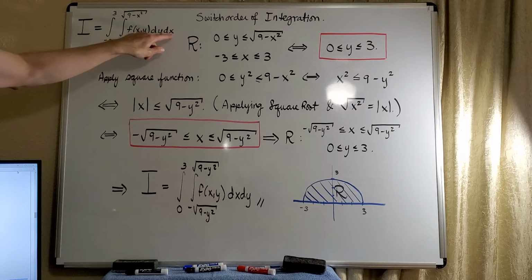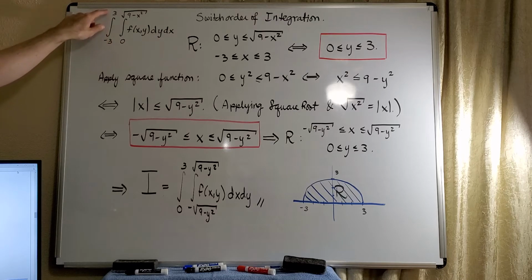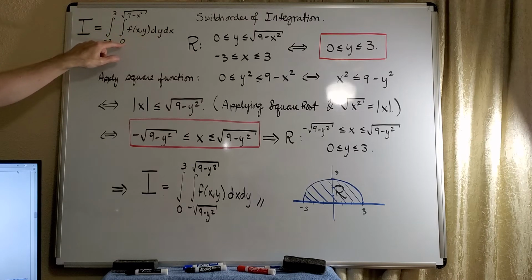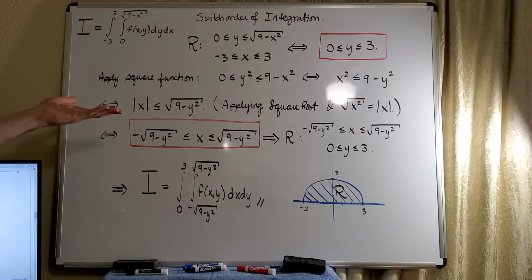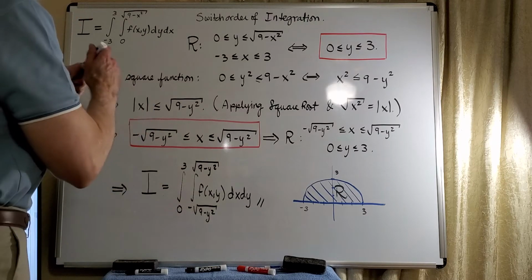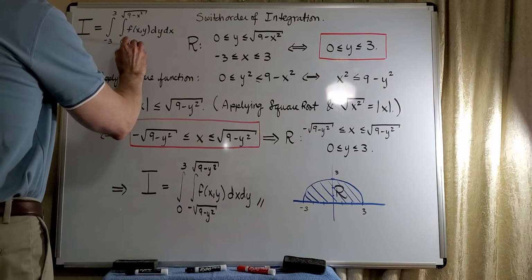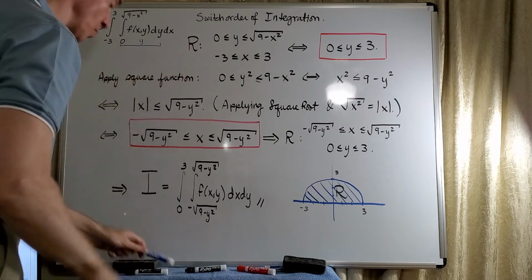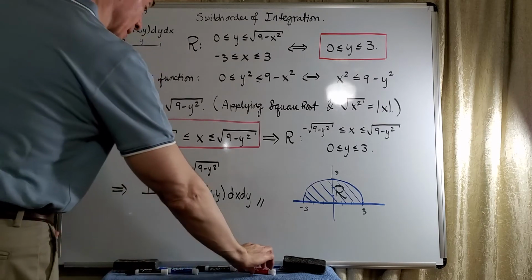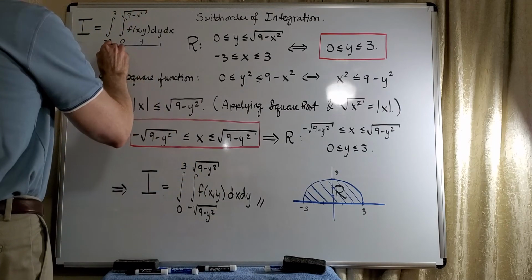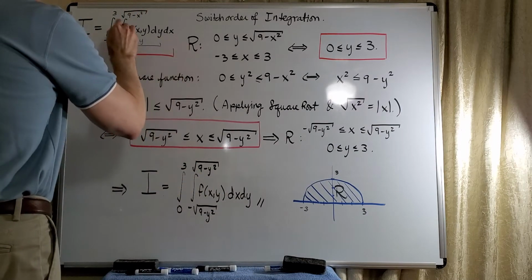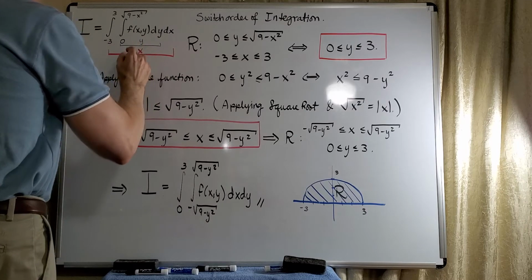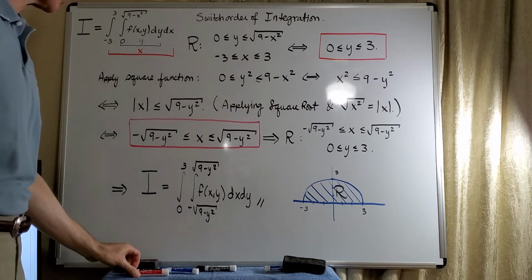We have the x variable running from -3 to 3 and the y variable running from 0 to the principal square root of 9 minus x squared. And we want to switch this. Now, first thing we do is we just notice, again, the y variable corresponds to the first set of innermost limits, and the x variable corresponds to the outermost limits. So remember, that's how we read our integrals.